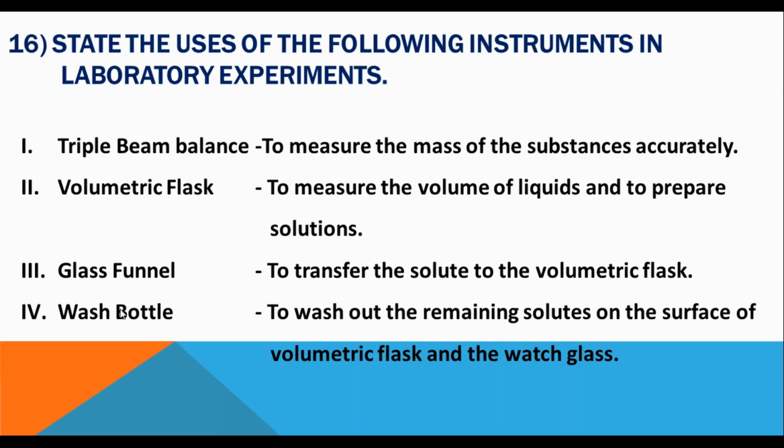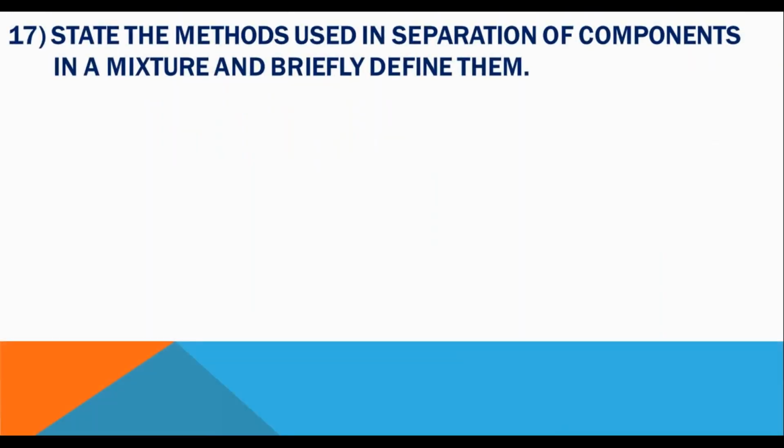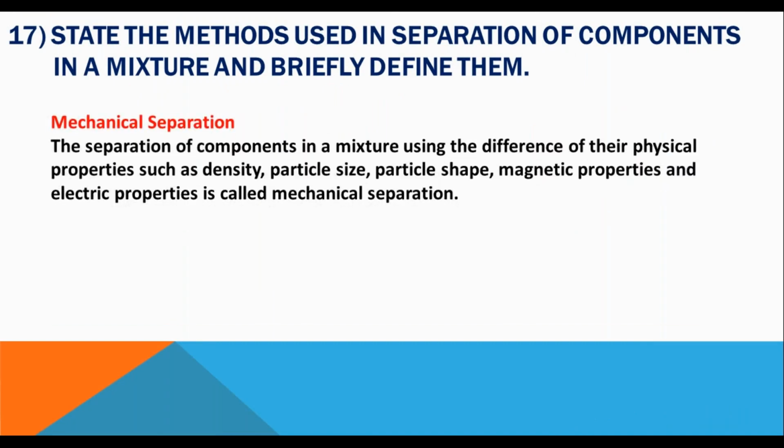So we'll go to the next question. Number 17. State the methods used in the separation of components in a mixture and briefly define them. Number 1, mechanical separation. The separation of components in a mixture using the difference of their physical properties such as density, particle size, particle shape, magnetic properties and electric properties is called mechanical separation. So what is this mechanical separation?